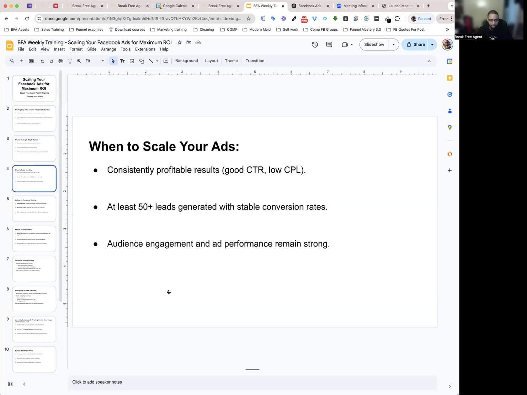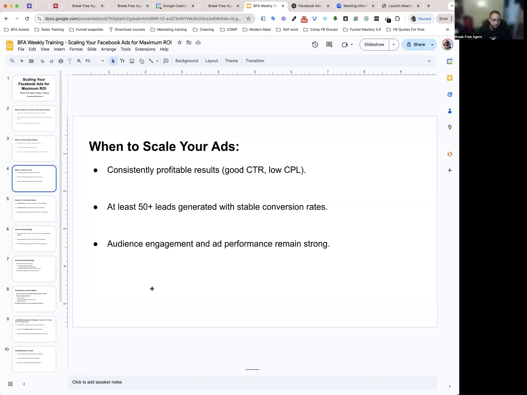Now, when it comes to scaling your ad, consistency is important. Profitable results are going to be the CTR and the CPL. We'll make sure that your CTR is high, so people are actually going through your funnel, and your cost per lead is low. We want to keep it as low as possible.